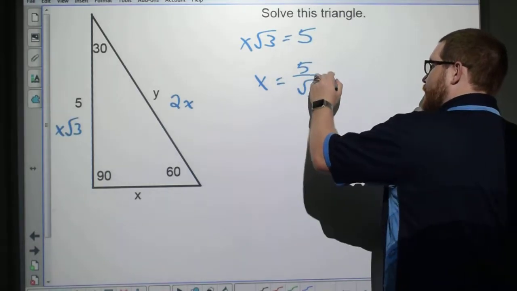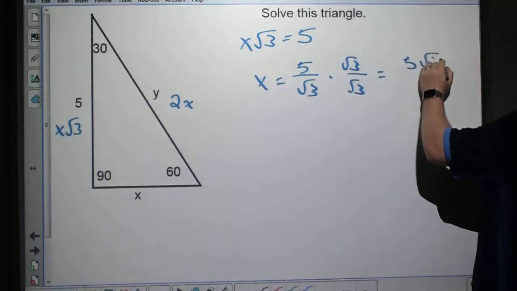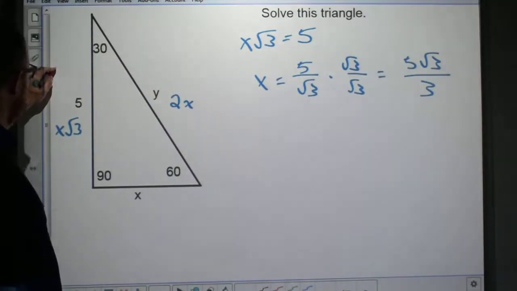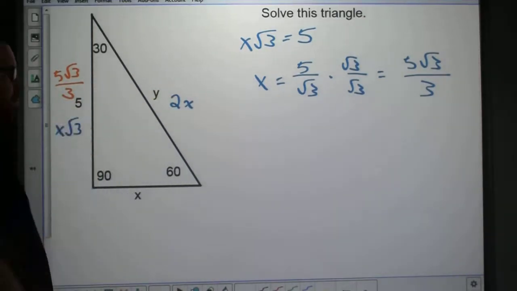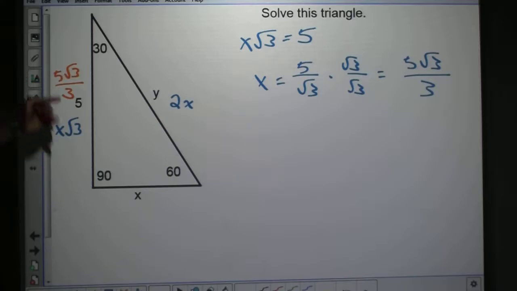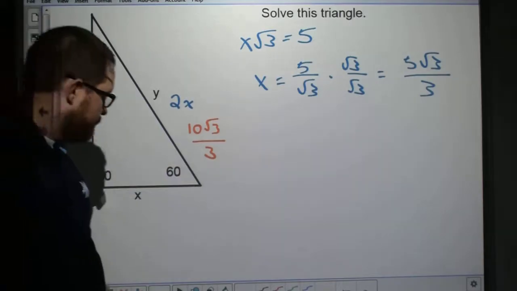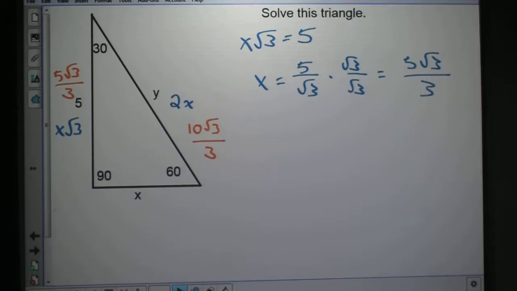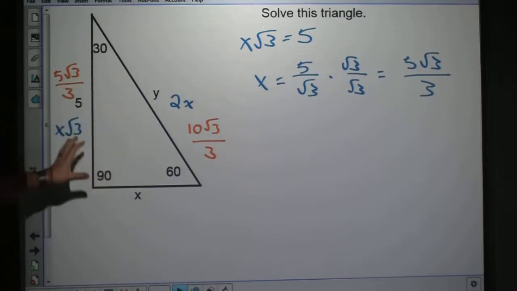If we rationalize our denominator, we get 5 square root of 3 over 3. So this side becomes 5 square root of 3 over 3. This side, the y, is just twice that. So if I were to multiply that by 2, I'll get 10 square root of 3 over 3. And now I've solved my triangle. I found all the information that was missing. Okay? The special right triangles you have to memorize. The ratios will stay the same. That would be on the no calculator part of a quiz or test, so you have to know these.